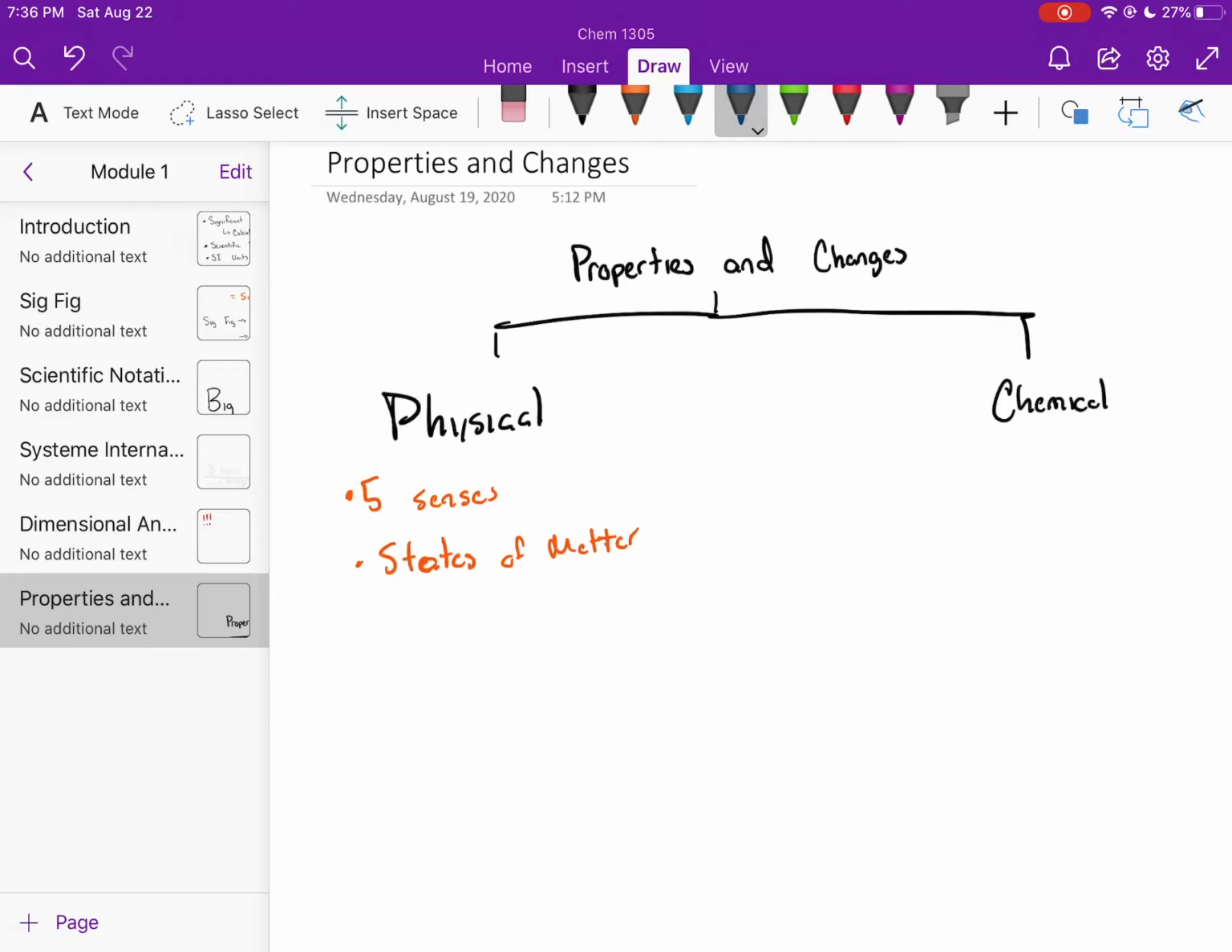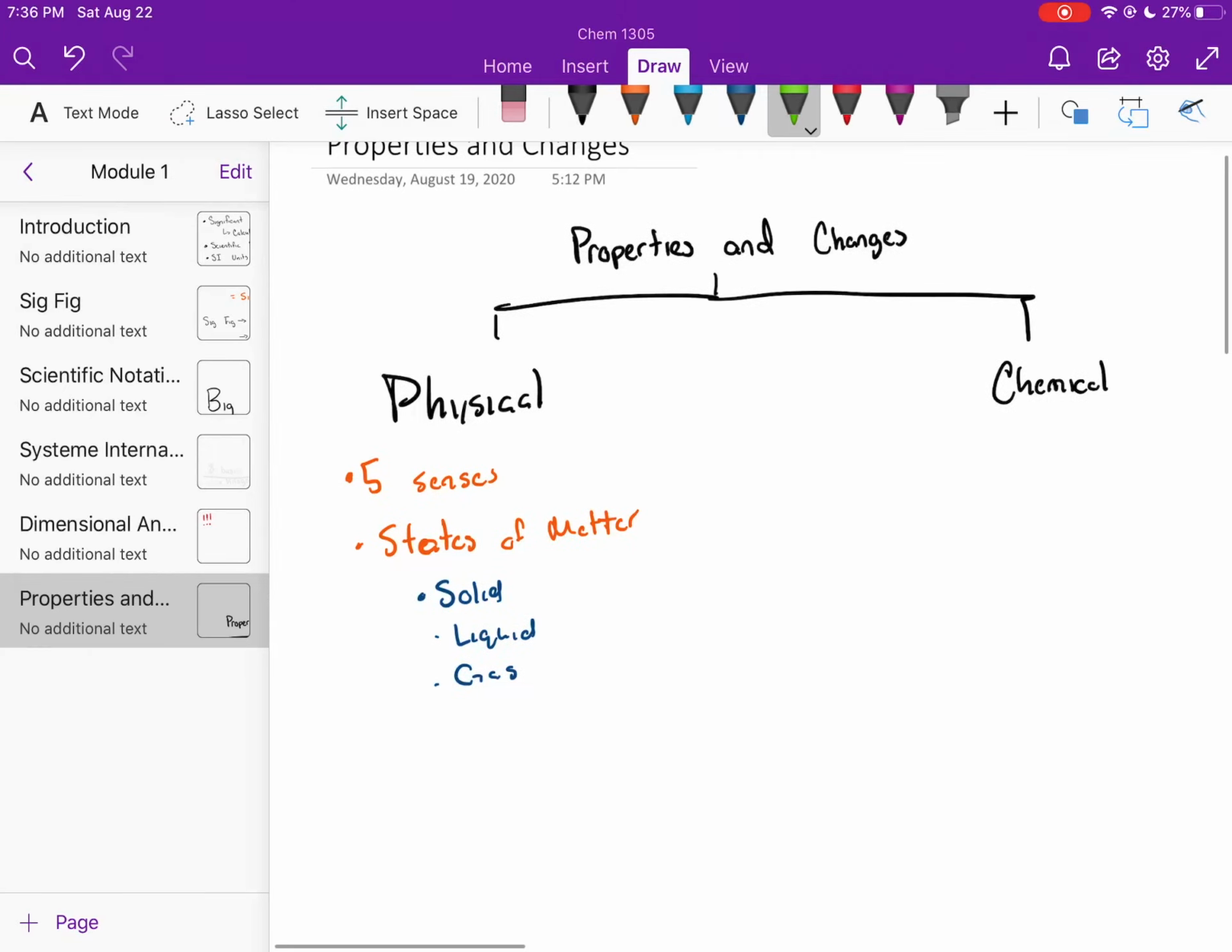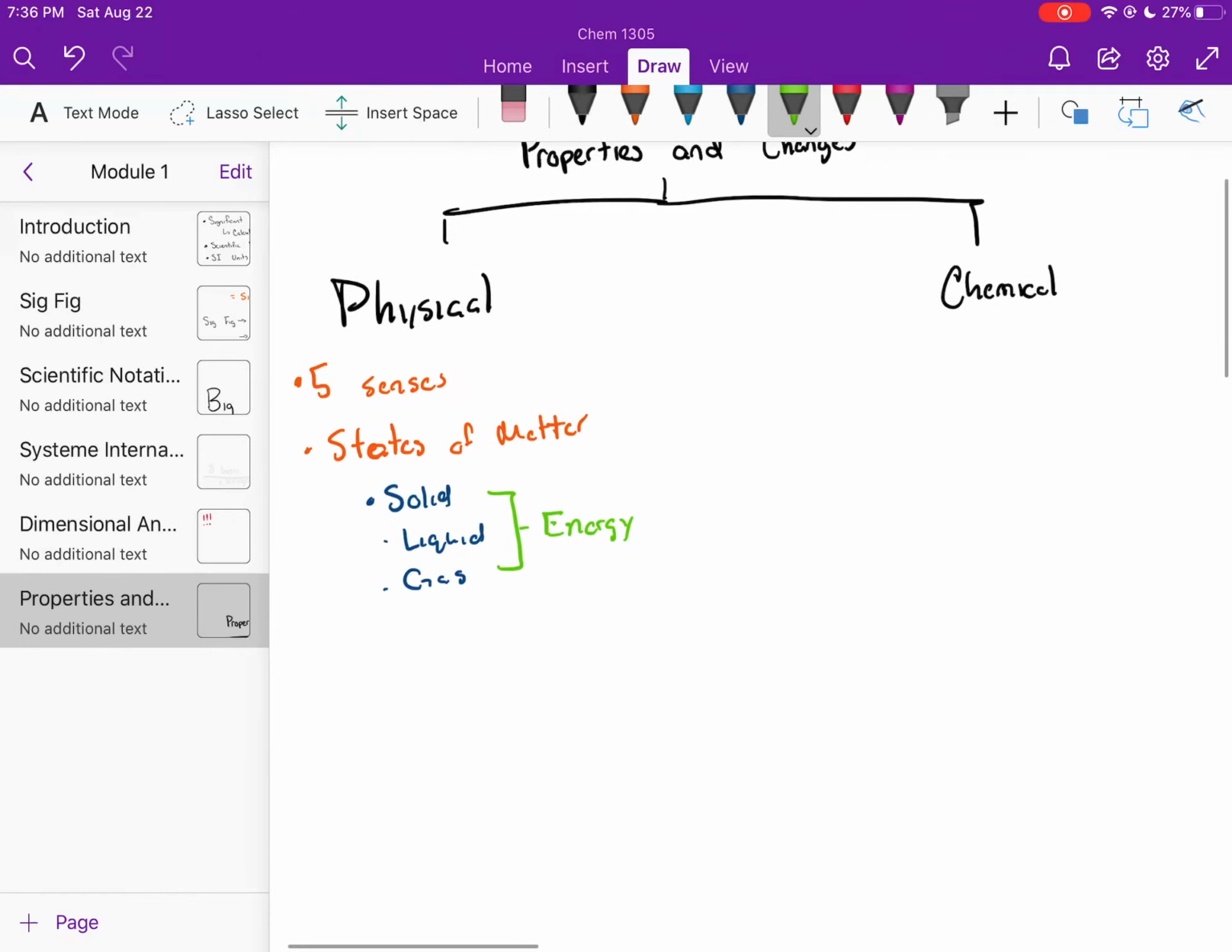Right, so quick refresher, what are the states of matter? Got solids, liquids, and gas. And what separates these three is energy. So physical properties also can deal with energy, right?